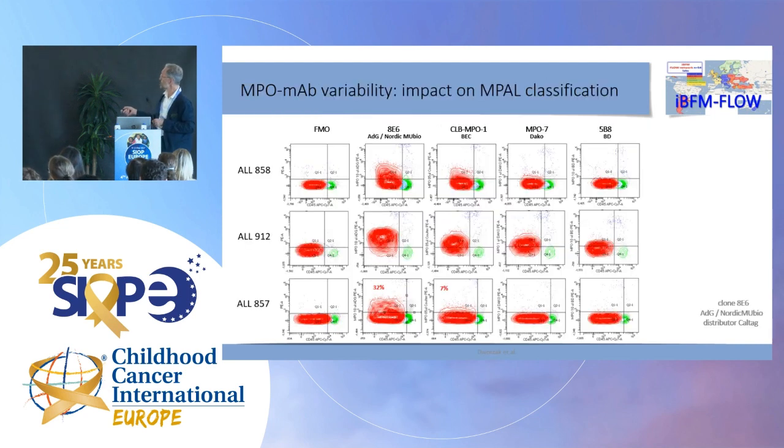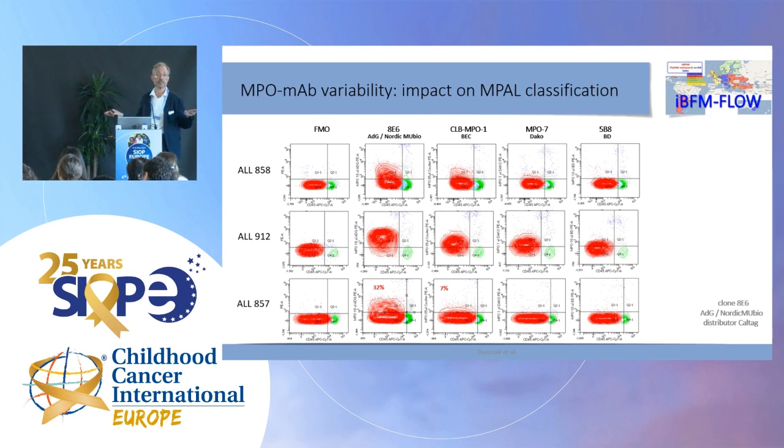We have learned that MPO by antibody, and there are different antibodies on the market, these antibodies give different signal. So one lab uses, for example, the BD antibody. You see these are ALL cases, and this is the antibody which is mostly used in the literature, from the Under Group, for example. You see MPO is on this side, clearly positive, and BD is clearly negative. So you will have labs informing you, okay, it's a negative situation, a positive situation.